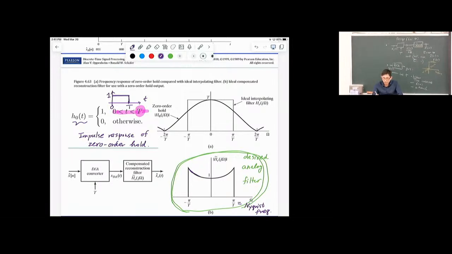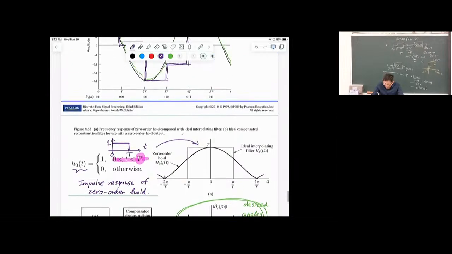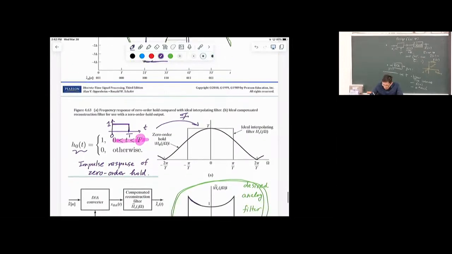If you understand that, then the plot on the right shows us the real result after Fourier transform, the frequency response of this system. So this is nothing but taking the Fourier transform of the impulse response of zero order hold.